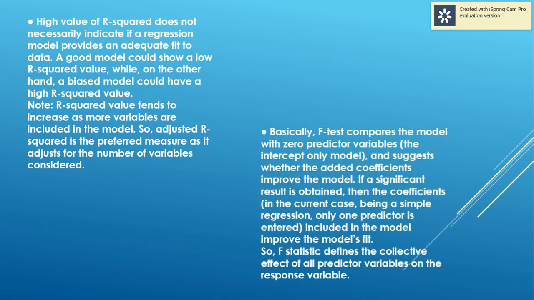The F-test compares the model with zero predictor variables and suggests whether the added coefficients improve the model. If a significant result is obtained, then the coefficients included in the model improve the model's fit. So the F-statistic defines the collective effect of all predictor variables on the response variable. In our final model, we can see that our F-statistic increases, which is good.